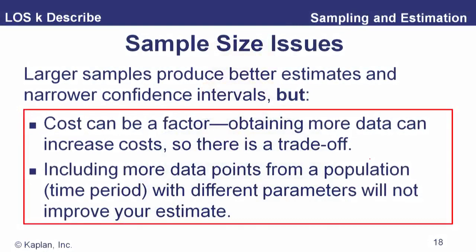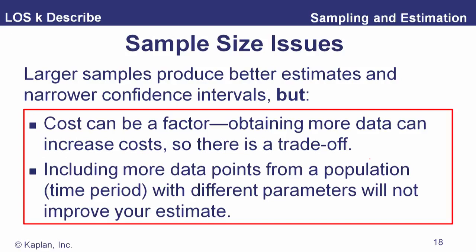Now, there's some issues with sample size. Overall, what we looked at so far suggests to us, hey, bigger sample size is always better. If we had more data, we'd have narrower confidence intervals, we'd be more sure of the range of values the true mean might take. But there's a couple of limiting factors on sample size. And one is that cost can be a factor. Just obtaining more data can increase costs, but oftentimes data has to be manipulated and scrubbed and cleaned up before you can use it, and that all imposes costs as well. So there's a trade-off between sample size and costs.